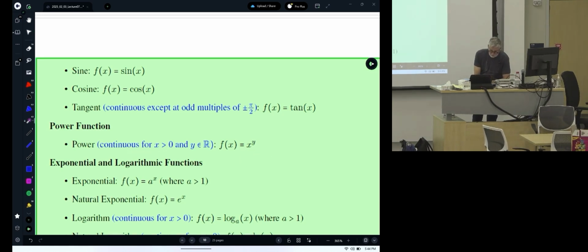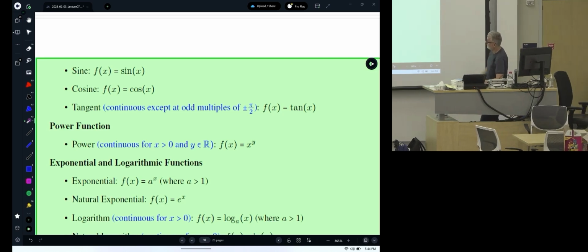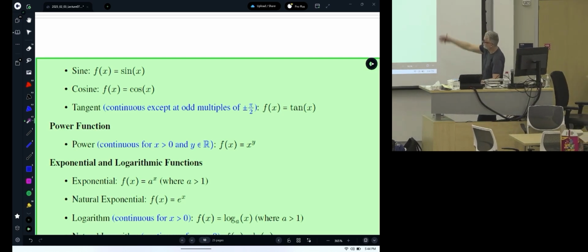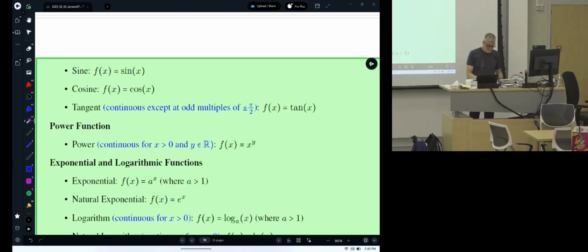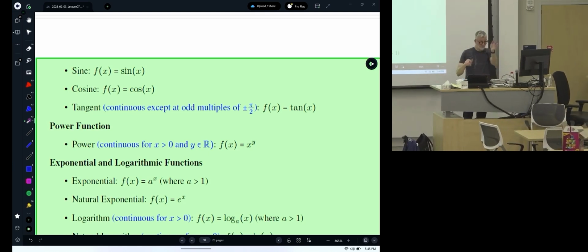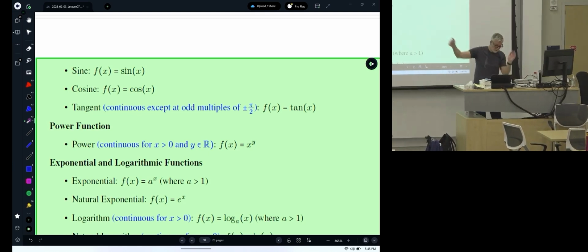If x is positive, and y can be any variable, but it's a constant here, so we're looking at x varying, y is fixed, but can be any real number. As long as x is positive, then the function is continuous. So it's continuous on the open interval 0 to infinity.